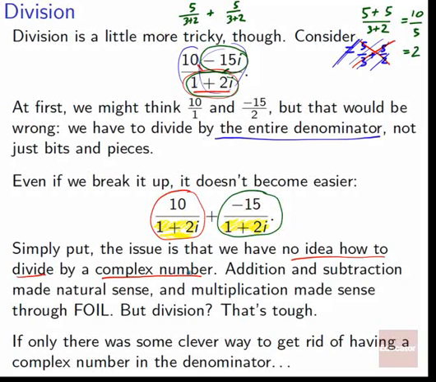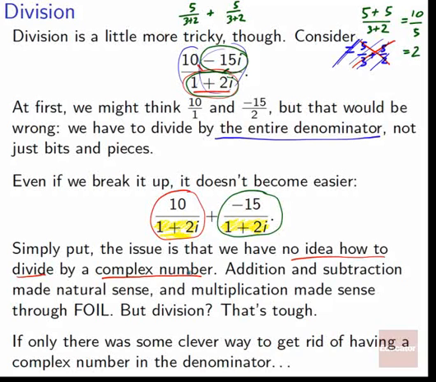That's our problem. Addition and subtraction made natural sense. Real numbers stuck together, imaginary numbers stuck together. FOIL was able to allow us to do multiplication. We just did normal distribution, and we remember the rule that i squared becomes negative 1. But division, we don't have a good handle on what it means to divide by a complex number.